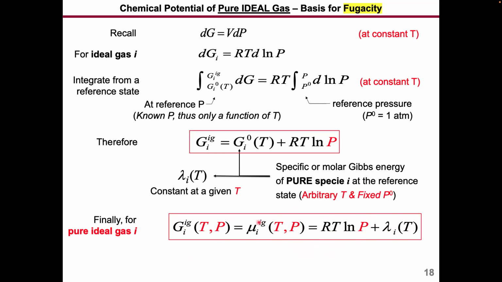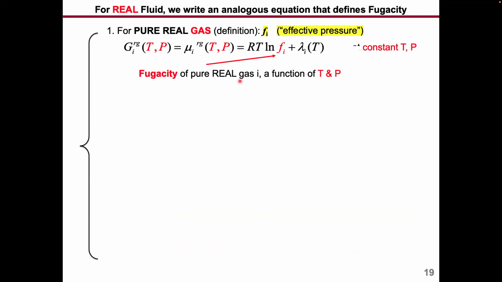Now, starting from this equation, right? Like I said, for ideal gas, we just put P in this equation. We have some T function and RT natural log P. That's how you calculate the ideal gas chemical potential, okay, or Gibbs free energy. But for real gas, because the real gas will deviate from the ideal gas behavior, right, for simplicity, we can actually use an analogous equation.